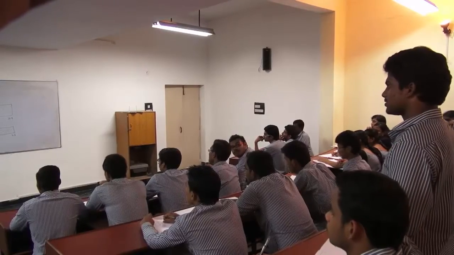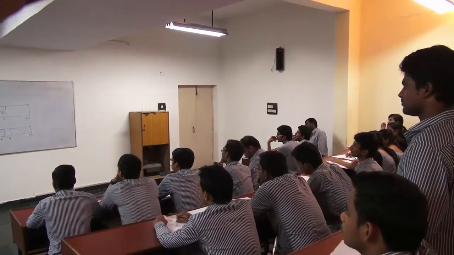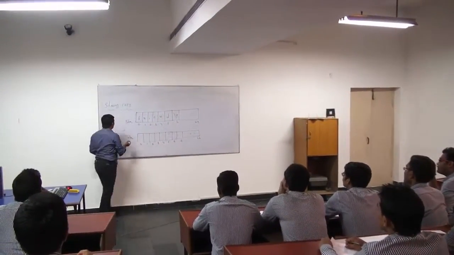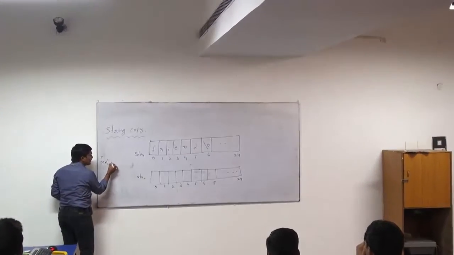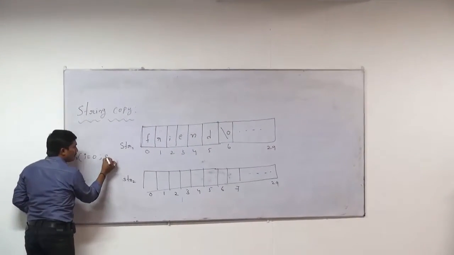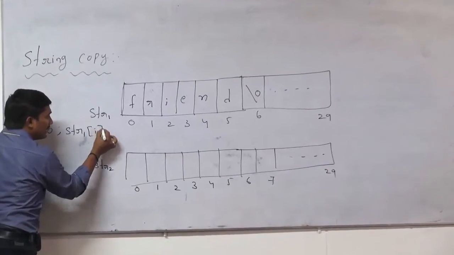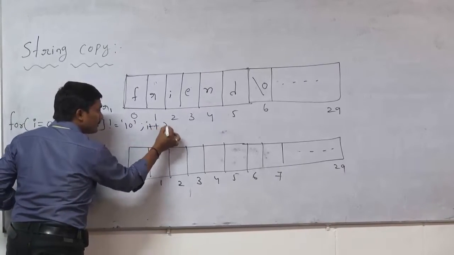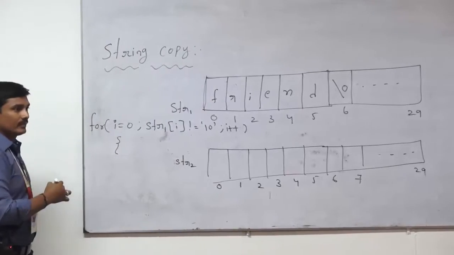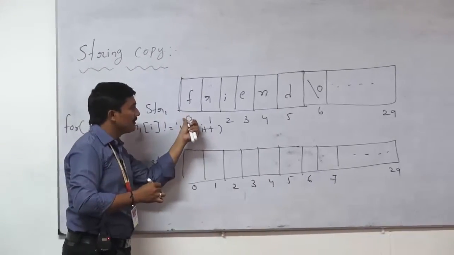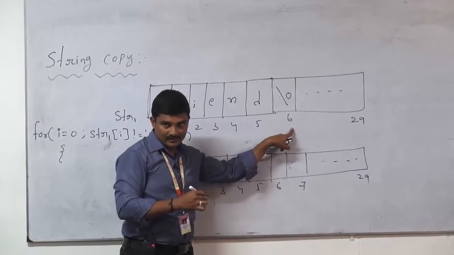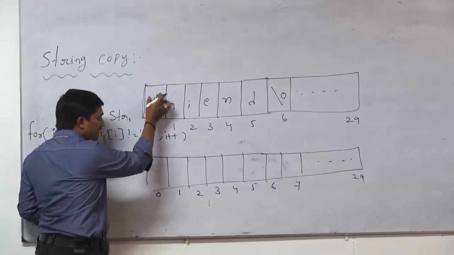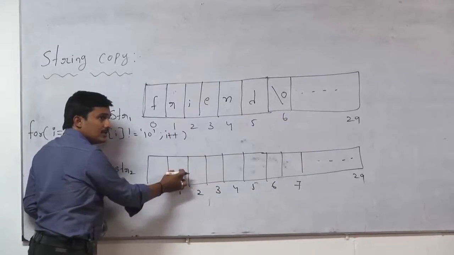Copying. So my copying starts from which position? 0. And I will continue up to 6. 6 means which character? Null character. So let's design a loop: I starts from 0, up to str1 of I not equal to the null character, and I plus plus. Within this, what is your job? This loop will run from the first character up to the last character. Your job is to copy the first character to the first location, the second character to the second location.